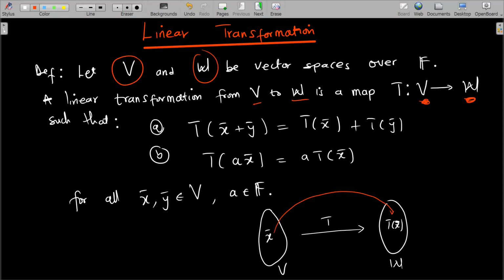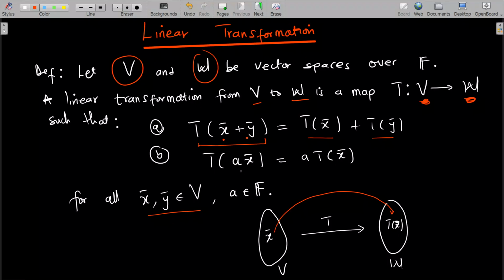The rule for the particular mapping is defined to be T, such that if you apply it on the summation of two vectors in V, it will be the same as taking the transformations individually and then adding them. So T of x plus y is the same as T of x plus T of y. What it means is if you sum these vectors x and y in V and then you take their transformation, it is the same thing as taking the transformation of x independently and the transformation of y independently and then adding them. That's what it is trying to say.